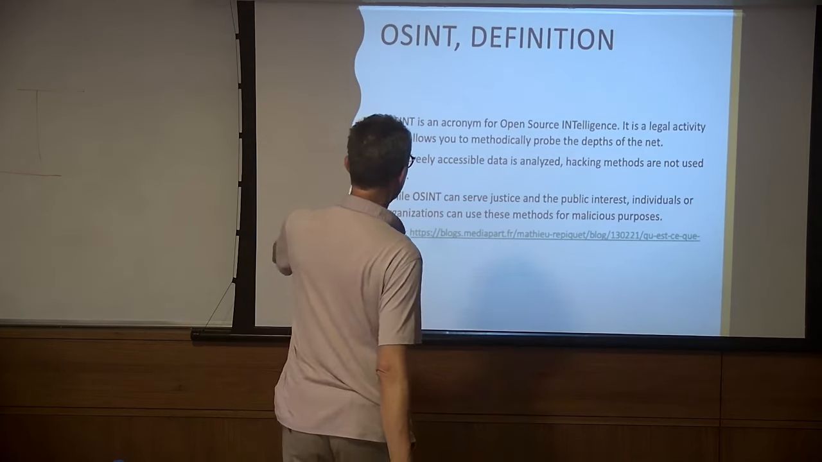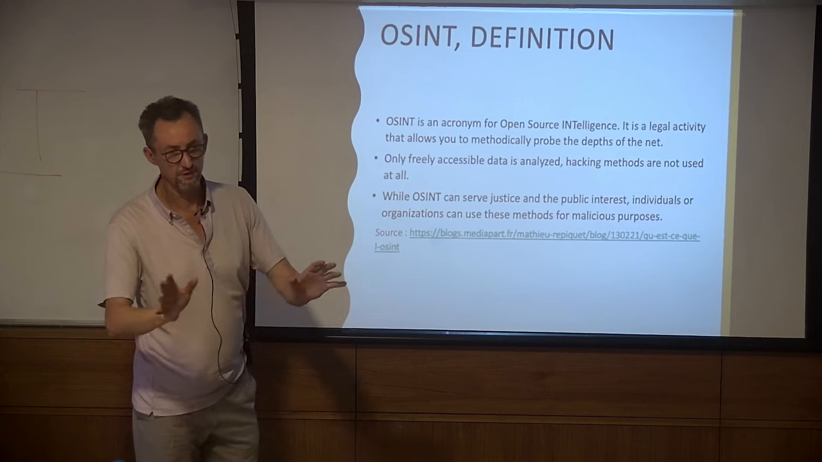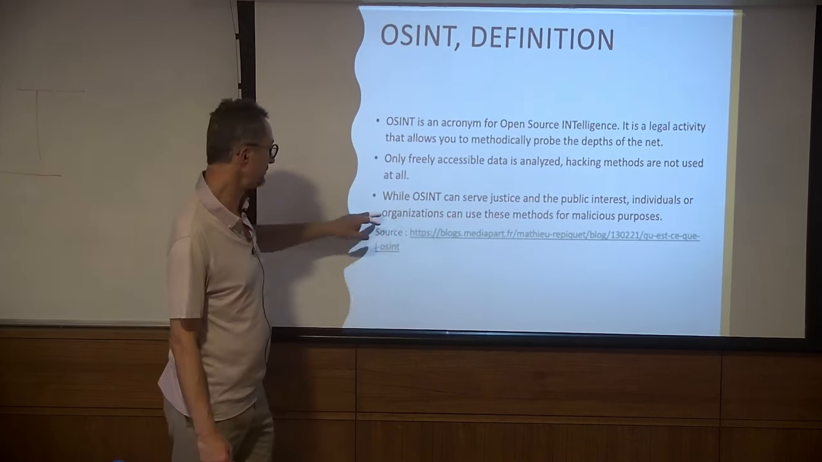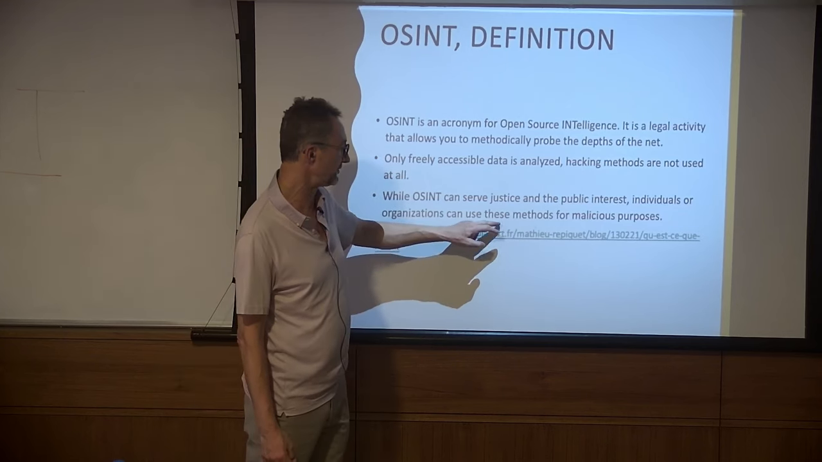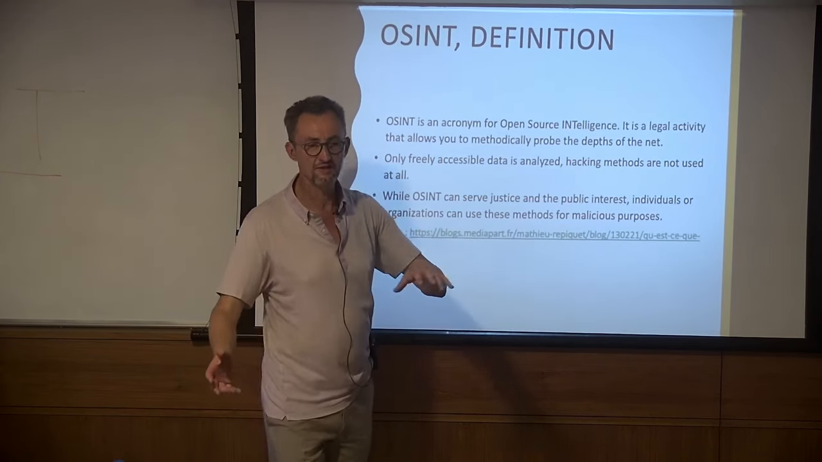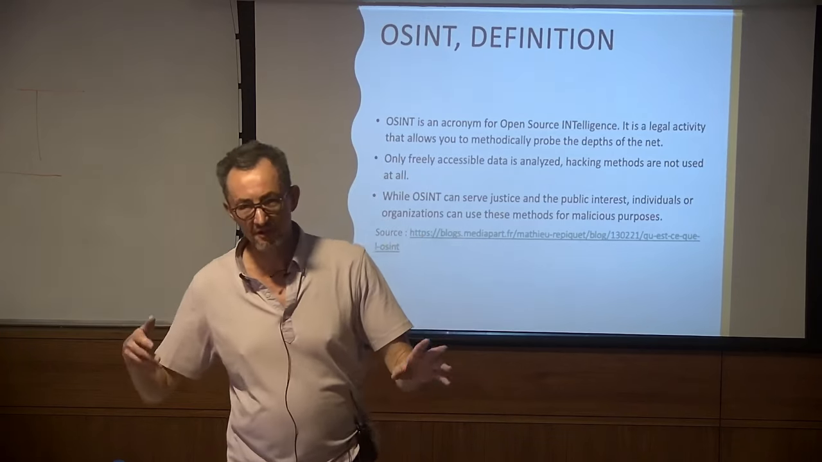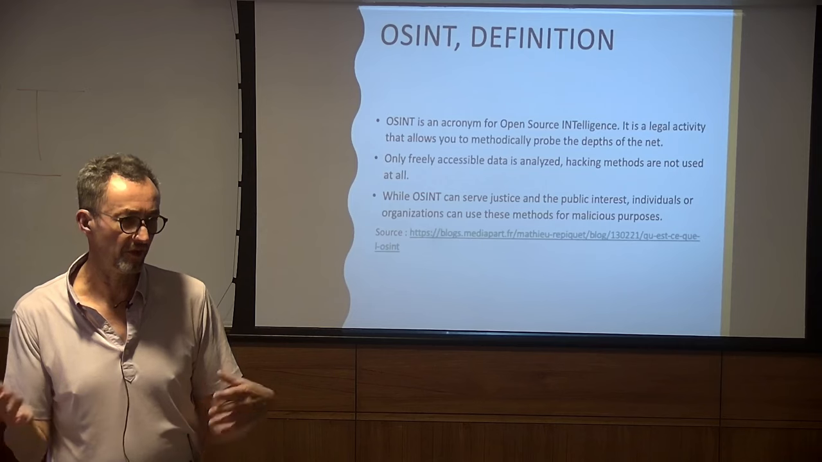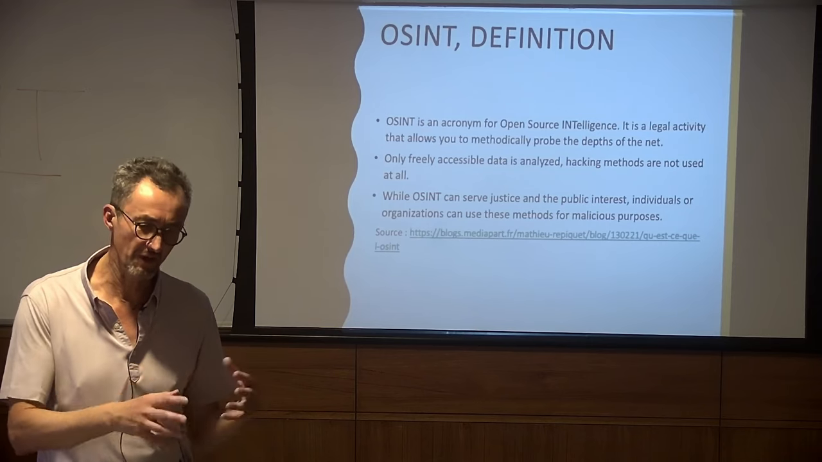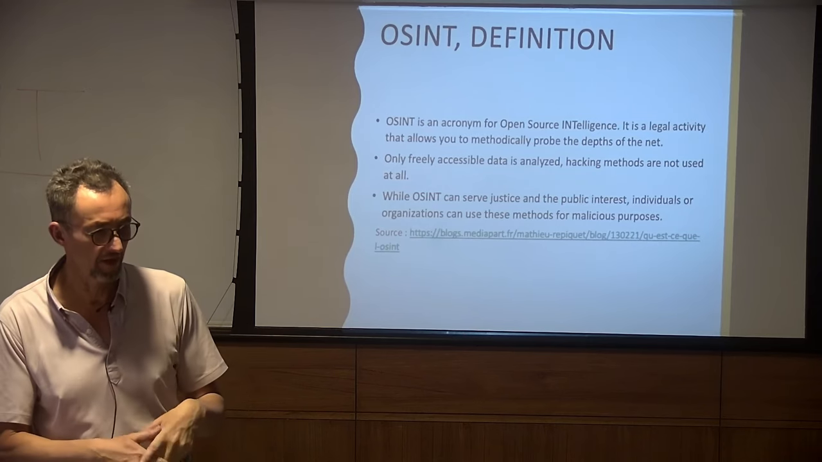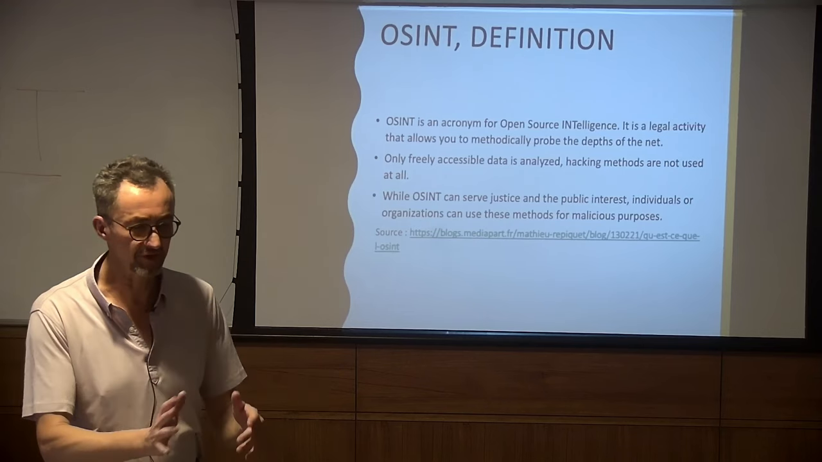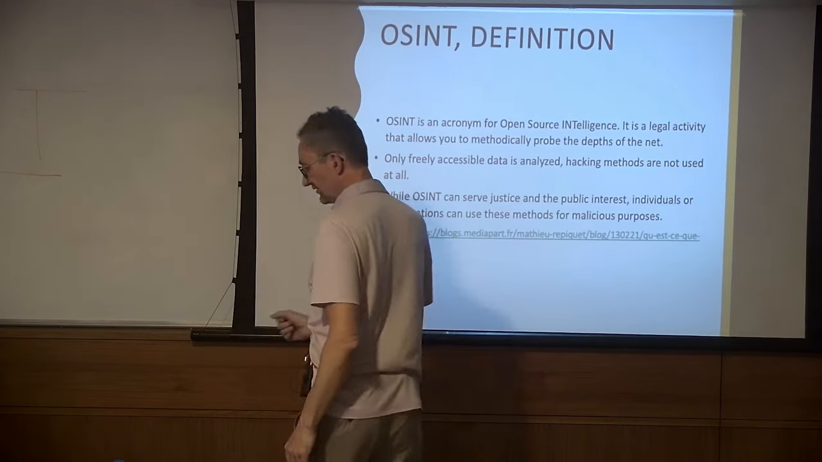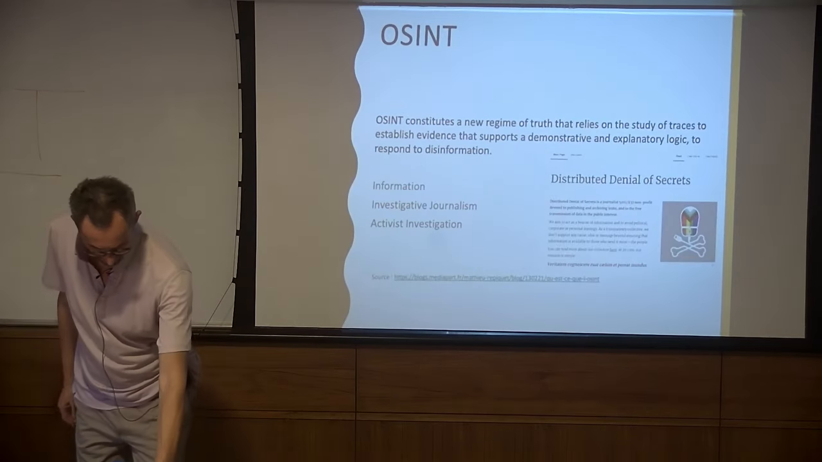OSINT, another dimension, I will be too rapid on that. While OSINT can serve justice and the public interest, individual organizations can use this method for malicious purposes. So OSINT as a framework of supporting justice and democracy. I've made a case on Ukraine. We will see something very brief, but it's not connected with this subject here. So this is the South. Let's go to the next one. I feel under time pressure.